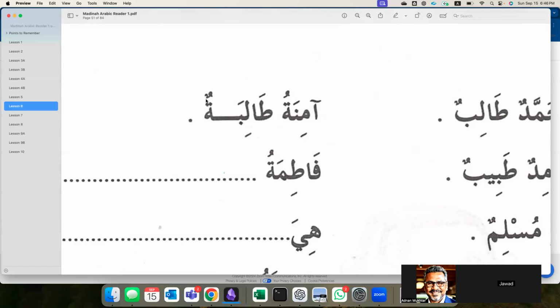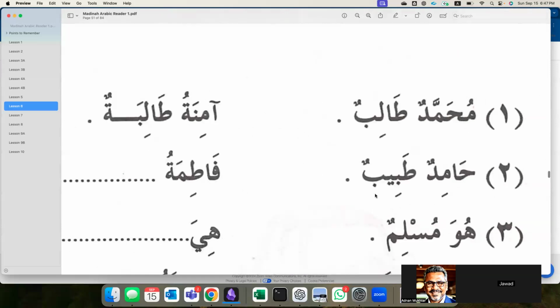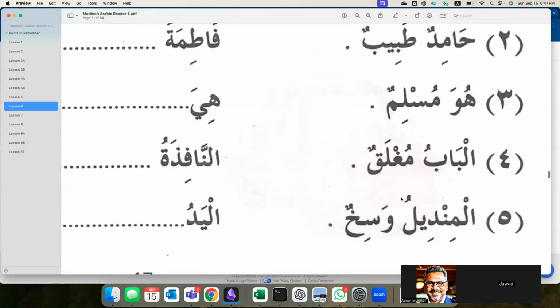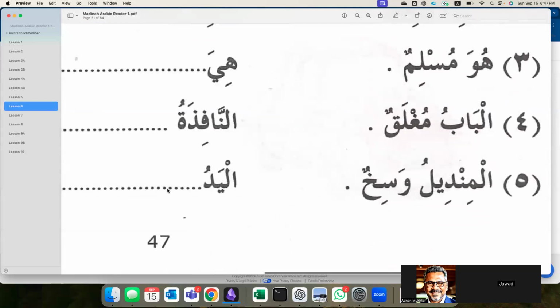Anytime before a ta marbuta, there's always a fatha. I can't think of a reason why it wouldn't be a fatha. So always remember, before a ta marbuta, there's always a fatha. So this is why it becomes talibatun. Okay? And tabibatun, and muslimatun, and mughlaqatun. Okay? And nafidatun mughlaqa. The window is closed. Okay, great. Arshifa?